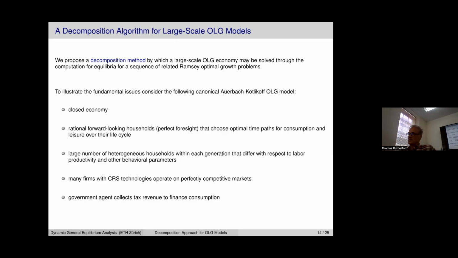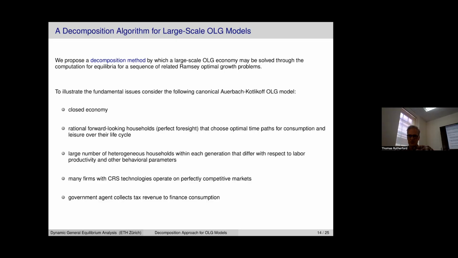So the point of this is that once we have our representative agent model solving, you can add lots of heterogeneity and it doesn't really increase the cost. This is really great because the evaluation of the demand response to households is really easy. So we proposed this decomposition method where a large scale OLG economy could be solved through computational equilibria for a sequence of related Ramsey optimal growth problems.